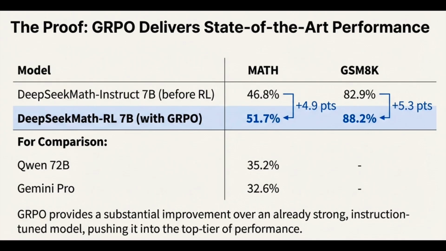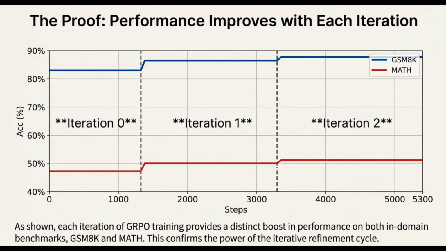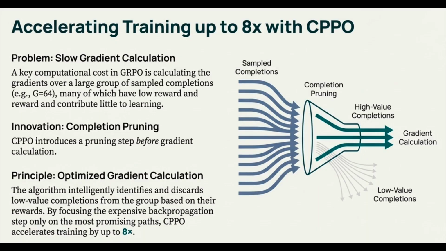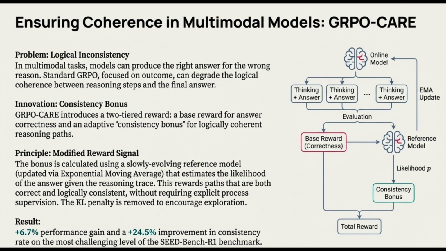The model gets literally no information on how to even begin that hard problem, so it just stops learning from the most valuable examples. It hits a cliff. That sounds like a fundamental dead end. So the solution they came up with is scaffolded GRPO, or Scaf-GRPO. How does that work? How does it avoid the cliff?